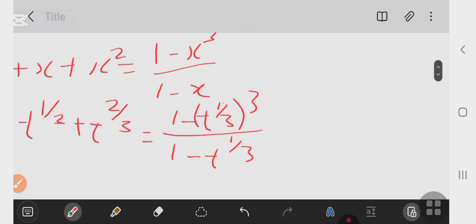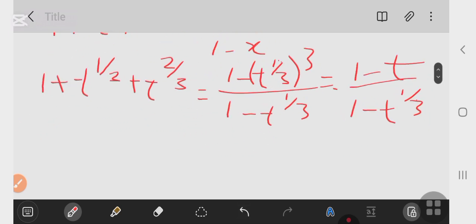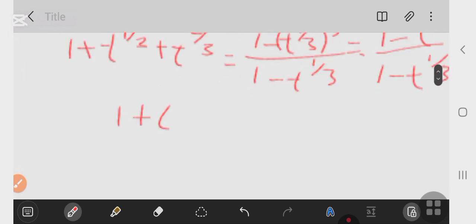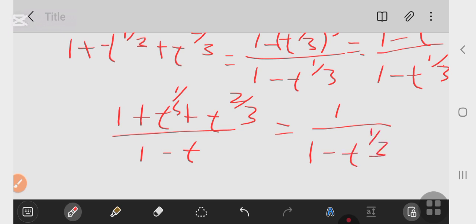Now, which is the same as 1 minus t all over 1 minus the cube root of t. So let me divide both sides by that. I'll have 1 plus t raised to power 1 over 3 plus t raised to power 2 over 3, all over 1 minus t, is equivalent to 1 over 1 minus t raised to power 1 over 3. Okay, that is it.